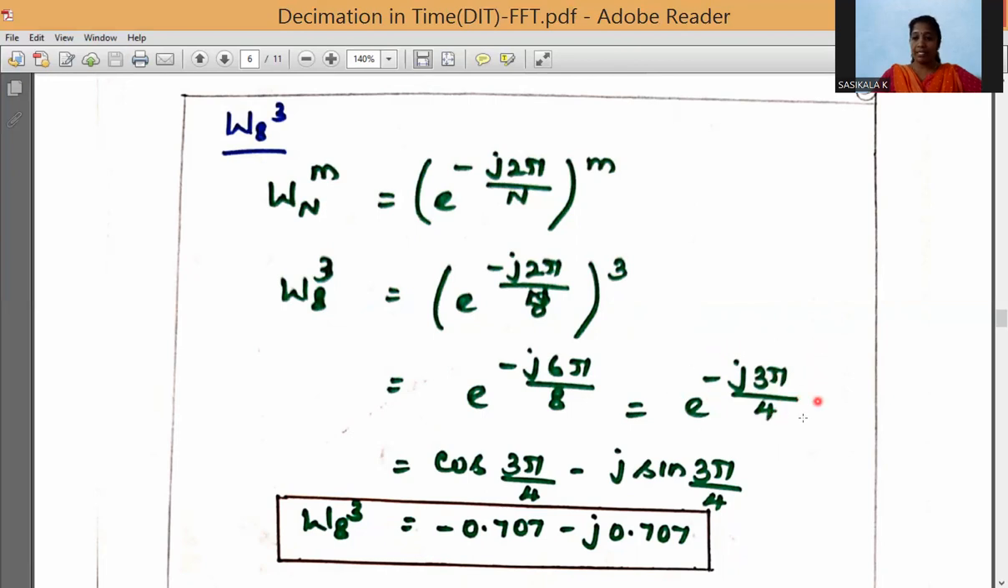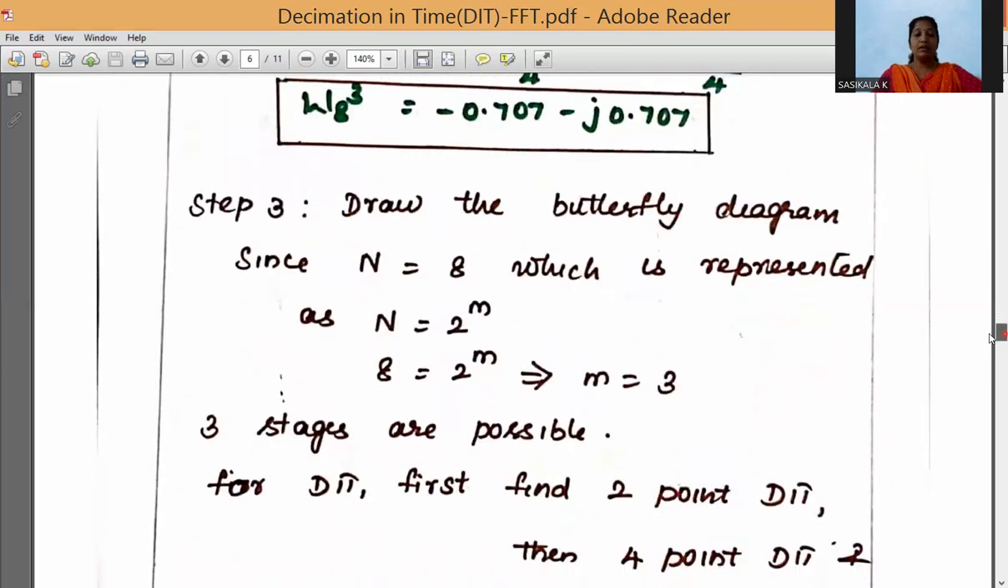So this is like e power minus j theta. The formula for e power minus j theta is cos theta minus j sin theta. So cos 3 pi by 4 minus j sin 3 pi by 4. So W8 power 3 is equal to, for cos 3 pi by 4, the value is minus 0.707, minus j, and for sin 3 pi by 4, the value is 0.707. So W8 power 3 equal to minus 0.707 minus j 0.707. So I have got the twiddle factors for W8 power 0, W8 power 1, W8 power 2 and the W8 power 3.